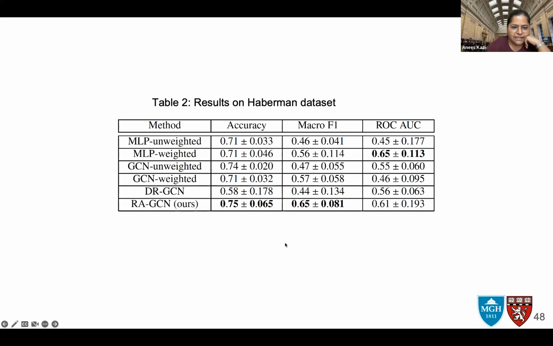For the Haberman dataset, it was a bit of a different result. Our method was performing really well in terms of accuracy and macro F1, whereas it was performing comparably in terms of ROC AUC, as you can see, the difference is 61 versus 65.